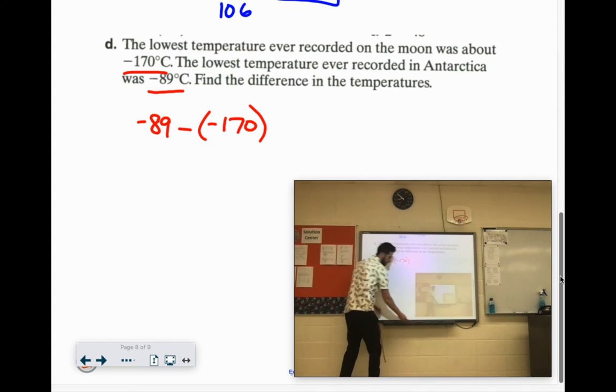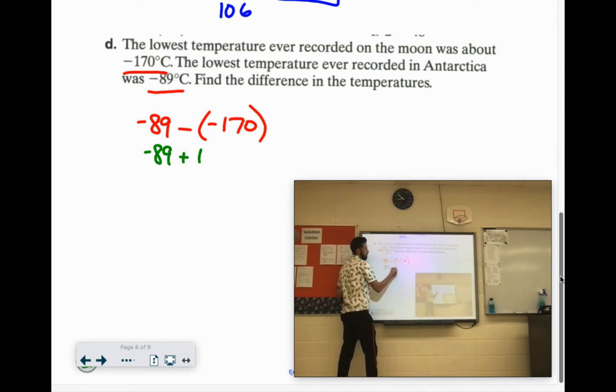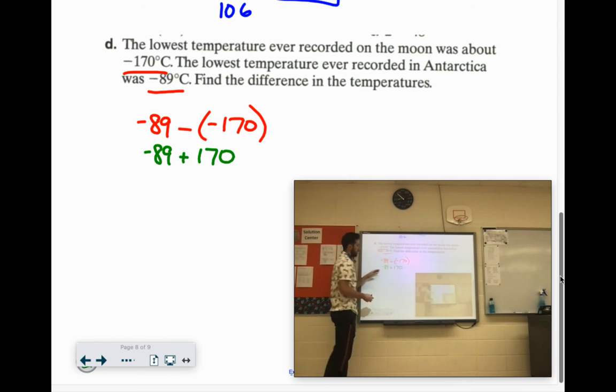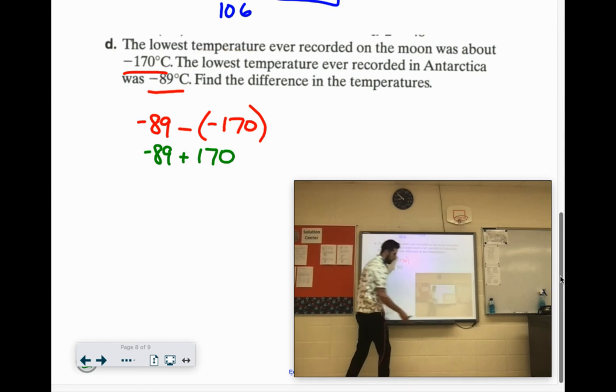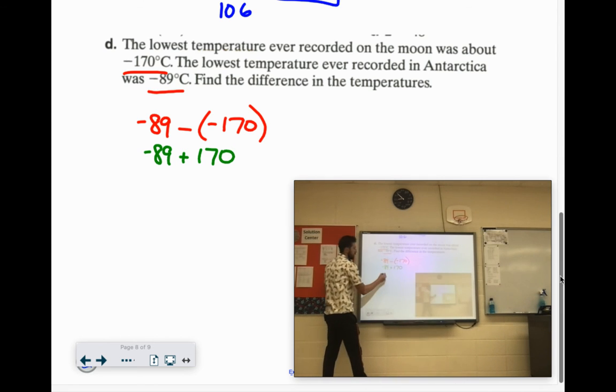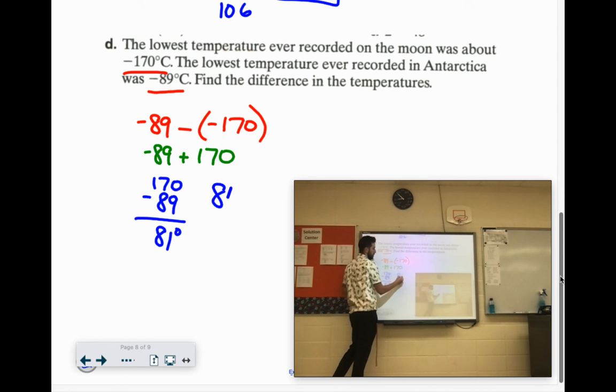That minus negative really turns into plus positive, so negative 89 plus 170. Now, that's, you owe someone $89, but you have 170. You have enough. So if we were to subtract 170 minus 89, if we did some borrowing, 90 plus 80, 81. So we get an 81 degree difference. What was that? Celsius.